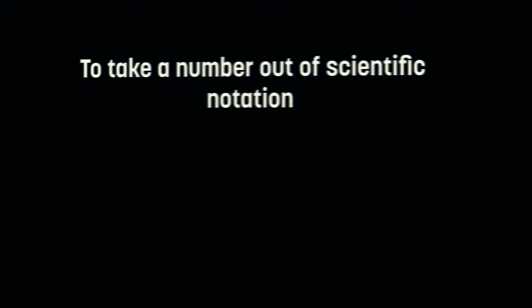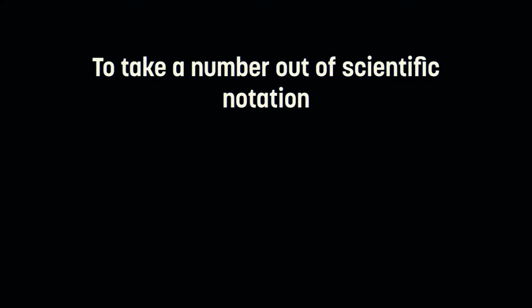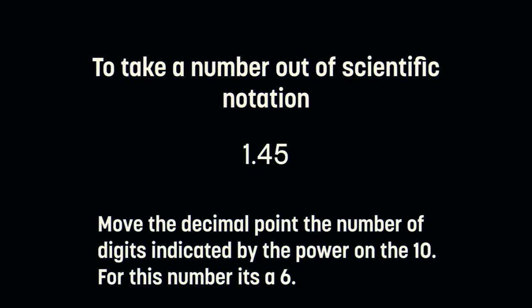All right, so what if we had a number in scientific notation? This we'll encounter often, and we now have to take it out. How do we take that number out? Well, first, we have to move the decimal place, the number of digits that are indicated by the power of 10. This number, it was 6. So now we have to move the decimal place 6 spaces.